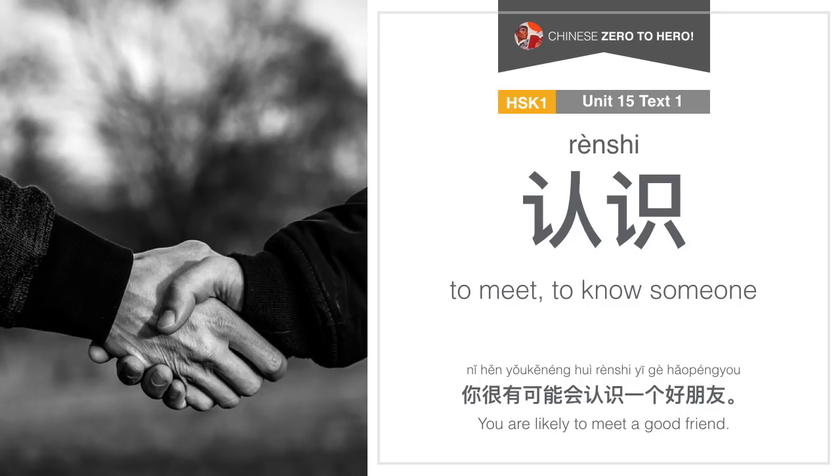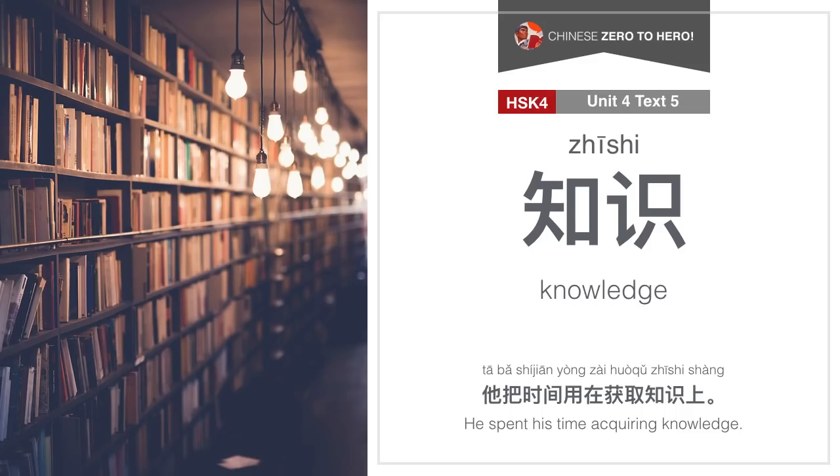And 识, when written like this, means to know. In HSK 1, we learn the word 认识 meaning to meet or to know someone. 你很有可能会认识一个好朋友 You're likely to meet a good friend. In HSK 4, we learn 知识 meaning knowledge. 他把时间用在获取知识上 He spent his time acquiring knowledge.